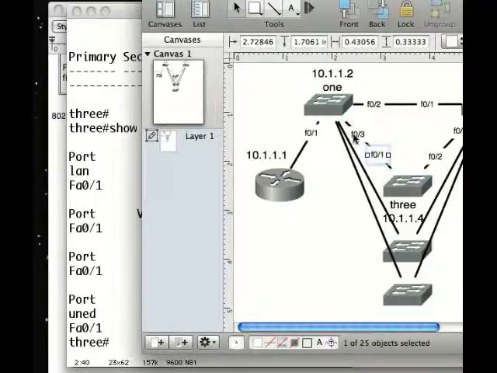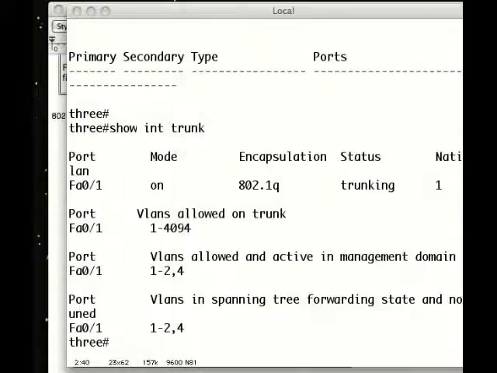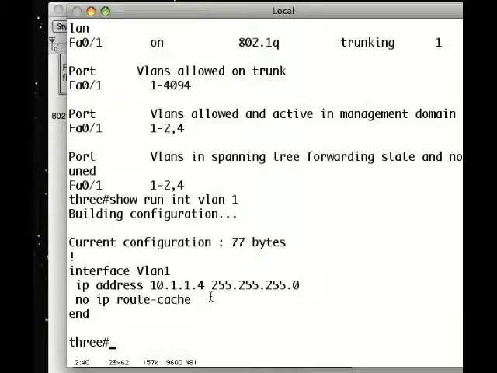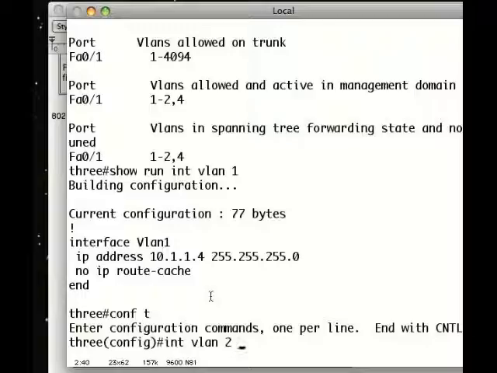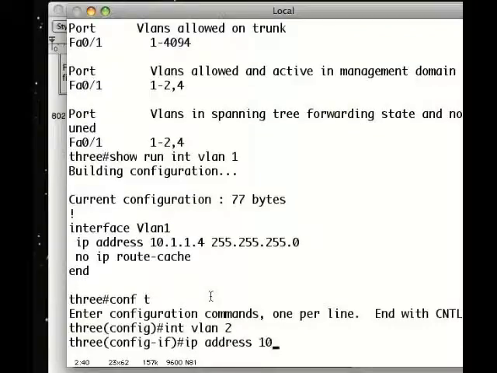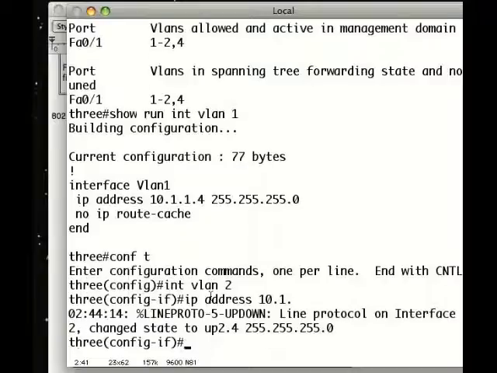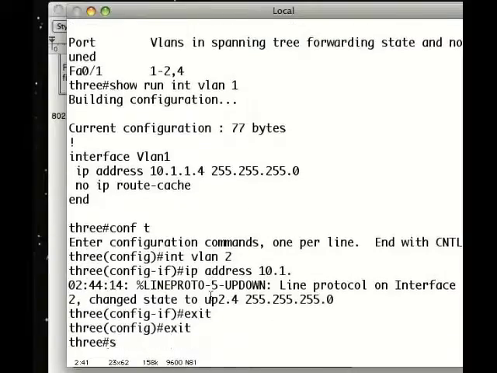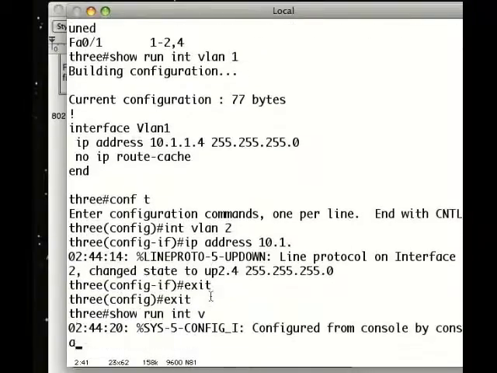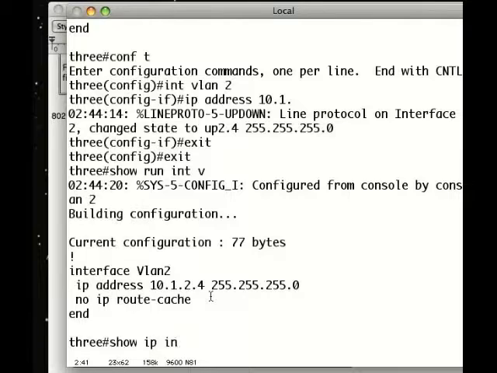On the other end, it's still an access port. So let's go ahead and go to the other end and, just for kicks, show run int VLAN 1. Let's conf t, int VLAN 2, IP address 10.1.2.4, 255.255.255.0. Let's see what happens. Show run int VLAN 2, show ip int brief.